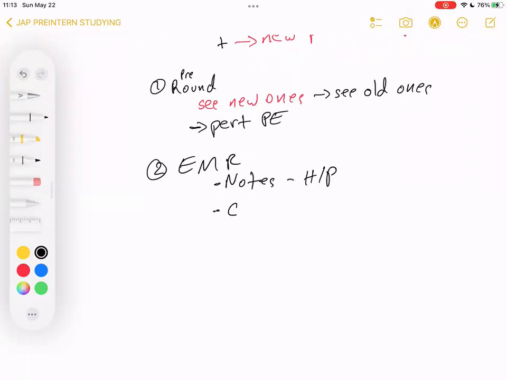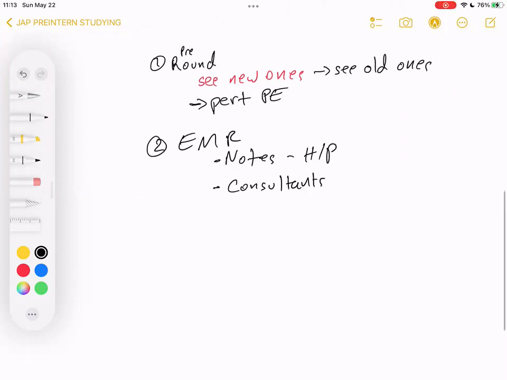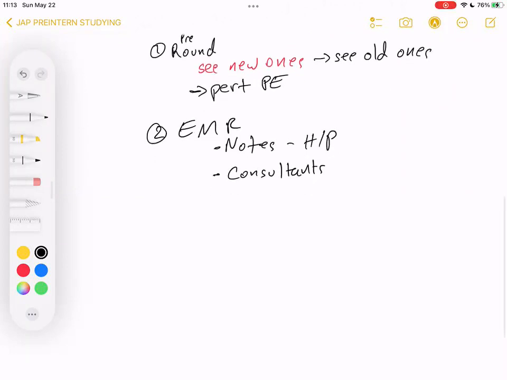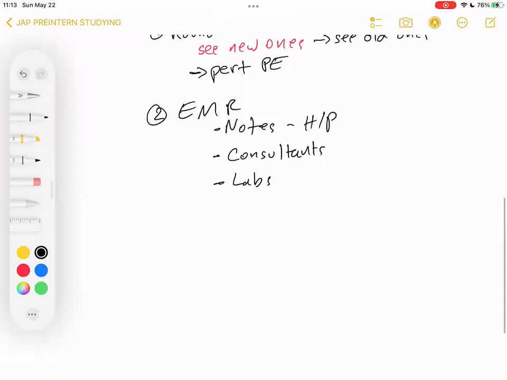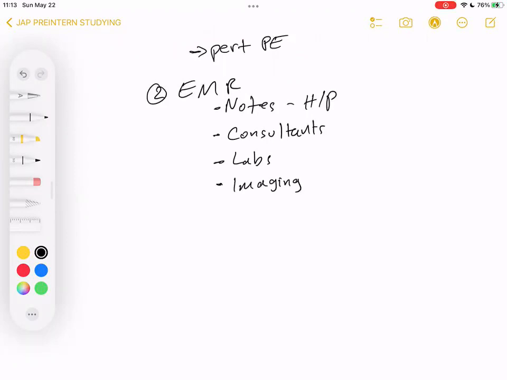And then you're going to look at any consultant's notes. GI saw the patient overnight, or neurology saw the patient overnight. You want to see what they said, what they suggested, what they recommended. And then you're going to review the labs, especially the recent ones from today. And then you're going to review the imaging, whatever happened, like if they did a CT, if they did an X-ray. And what I recommend, maybe when you start it's a little bit difficult, but I really recommend that you actually see the actual image.